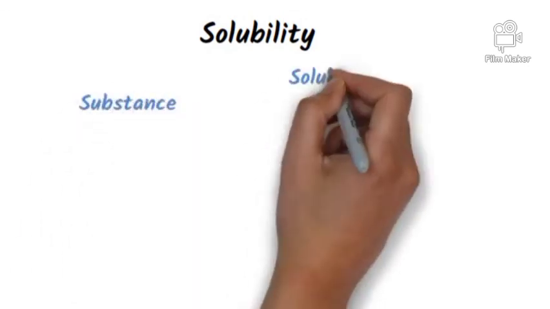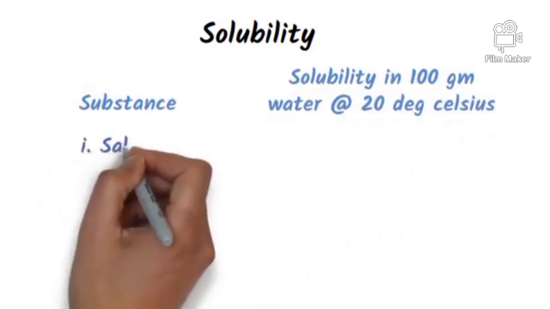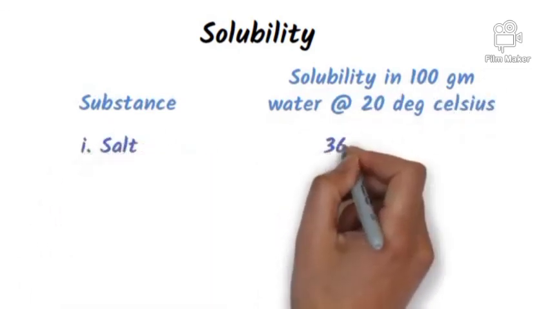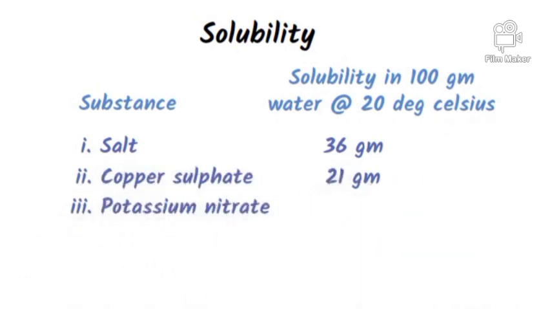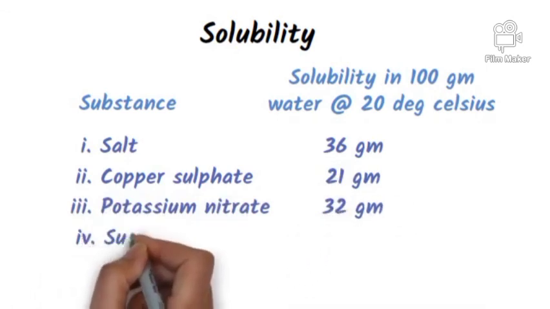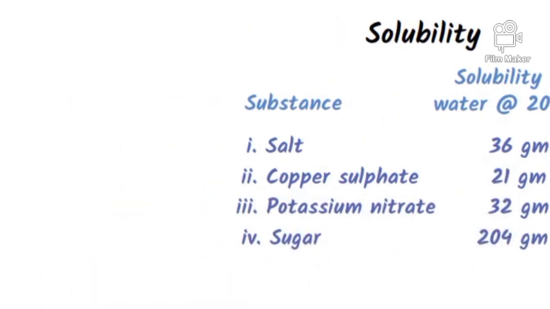Solubility. The maximum amount of substance which can be dissolved in 100 grams of water at a given temperature is known as the solubility of that substance in water at that temperature. We know that the solubility of salt is 36 grams in 100 grams of water at 20 degrees Celsius. Similarly, at this temperature and this volume, different substances have different solubilities. Few examples are as below. Copper sulfate has a solubility of 21 grams. Potassium nitrate has a solubility of 32 grams. And sugar has a solubility of 204 grams.